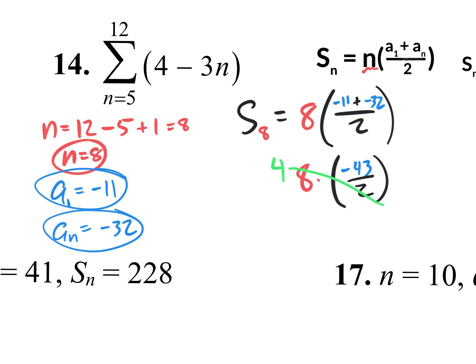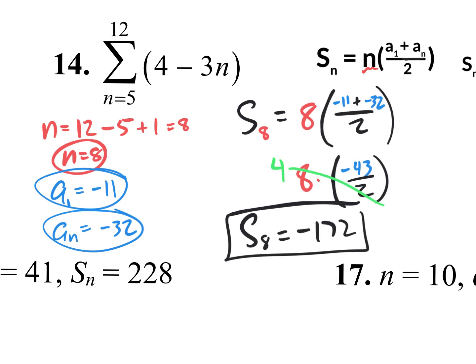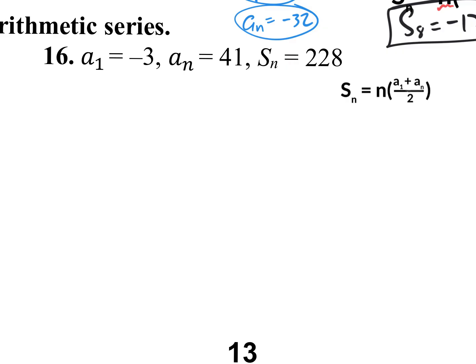That's what I'm doing right now on the calculator. 4 times negative 43 equals negative 172. So S sub 8 equals negative 172. So if I were to produce my series by plugging in the number 5, getting my first number, plugging in the number 6, getting my second number, plugging in the number 7, getting my third number, all the way to plugging in 12 to getting my last number, and then adding up all those numbers, my answer would be negative 172. Let's go number 16.